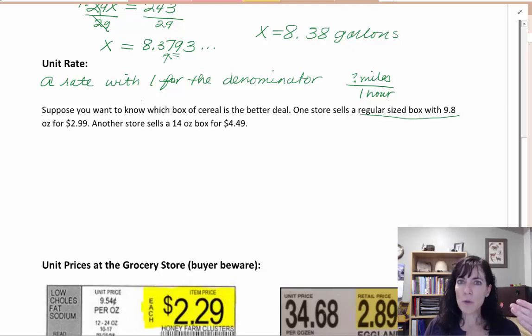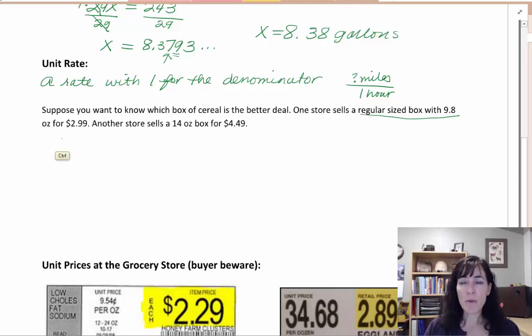Now I know I'd like to do cents per ounce or something similar to that, where usually we put the dollars on the top and the weight on the bottom in your rate fraction, so that when we get an answer it makes sense to us, because we're used to talking about cents per ounce or dollars per ounce, that sort of thing.